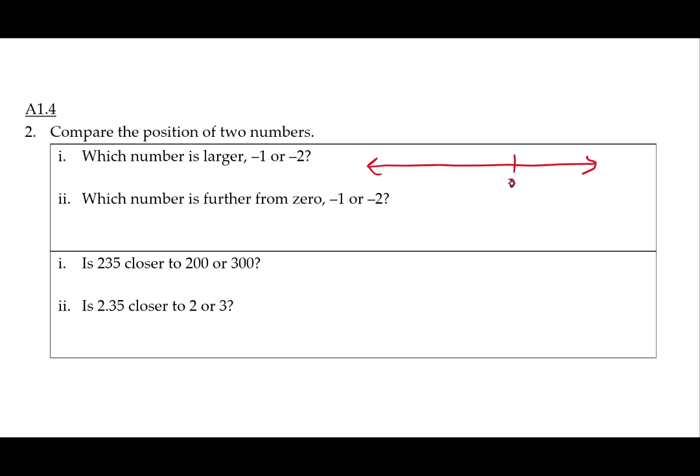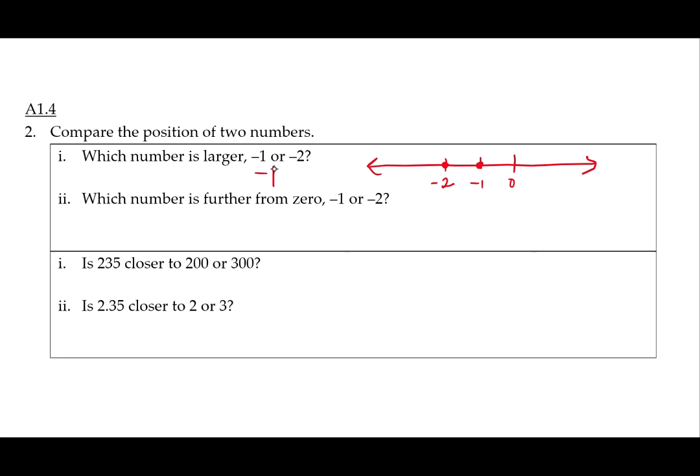I'm going to put 0 over here, then -1, -2 to the left of it. -1 is right here, 1 unit to the left of 0. -2 is 2 units to the left of 0. Numbers are larger as we move to the right. So the further right you are on the number line, the bigger the number is. So since -1 is to the right of -2, that means that -1 is the larger value.